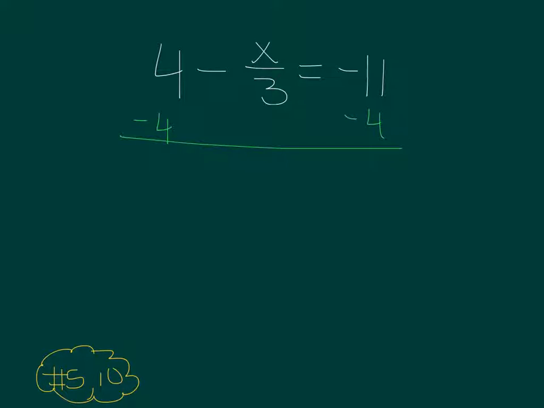Okay, 4 minus 4 is 0. I bring down negative x over 3, and then negative 11 minus 4, use your calculator if you need to, you should get negative 15. Now, what operation is this? This fraction bar is division. The inverse operation to division is multiplication. So I'm going to multiply this side by negative 3 and this side by negative 3. These cancel, and I'm left with x equals a negative times a negative is a positive, and 15 times 3 is 45.